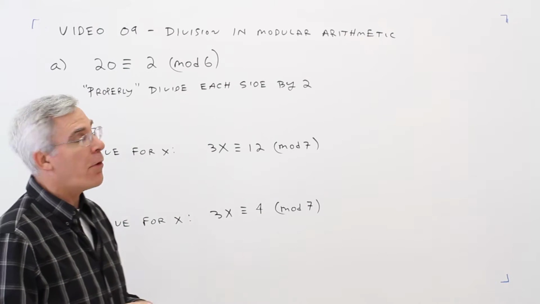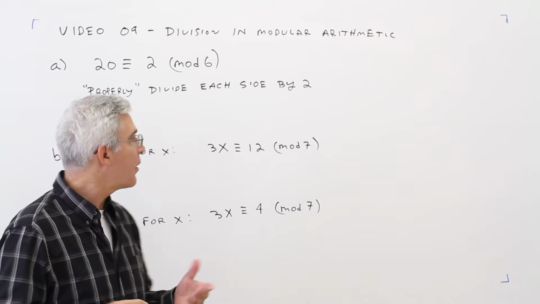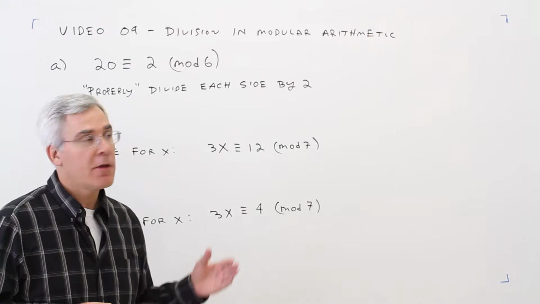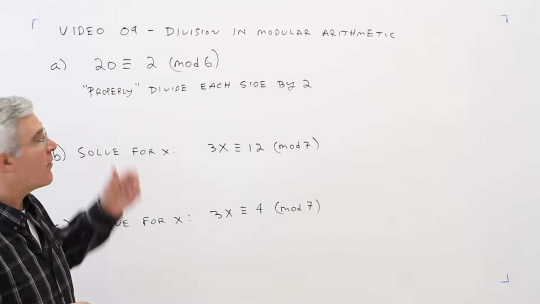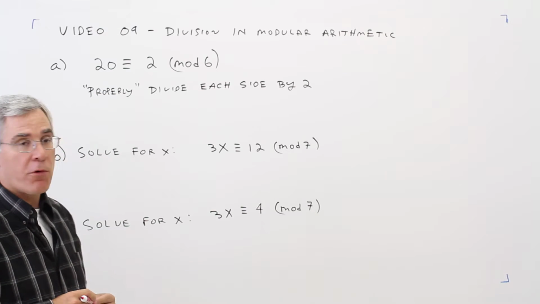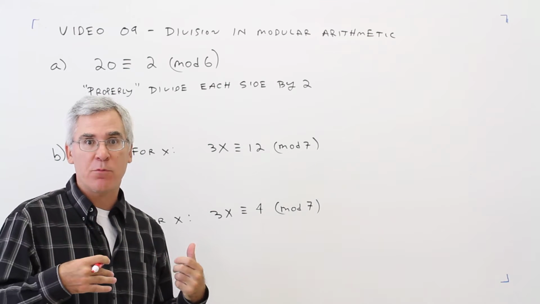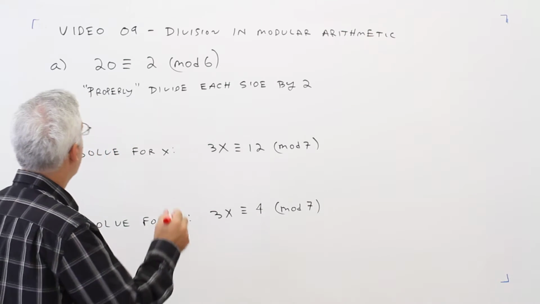Welcome to video 09, more division in modular arithmetic. We've got 3 problems. The first problem states that 20 is congruent to 2 mod 6. We're going to now properly divide each side by 2. This was the example used before where we did it incorrectly.